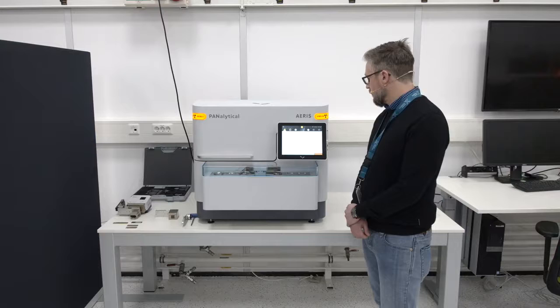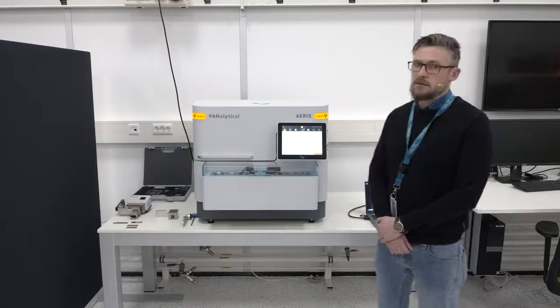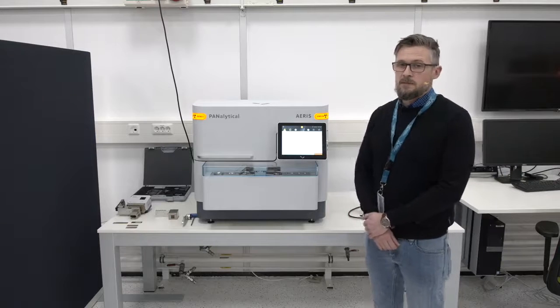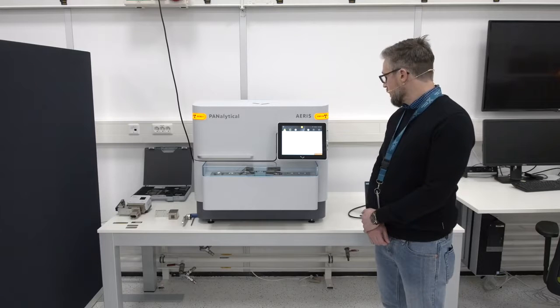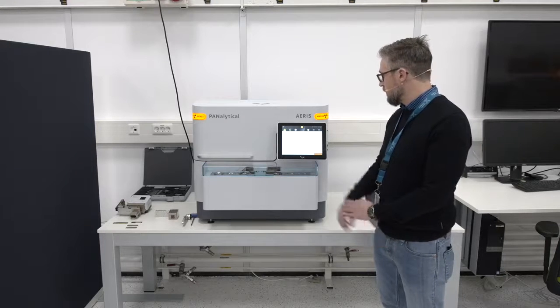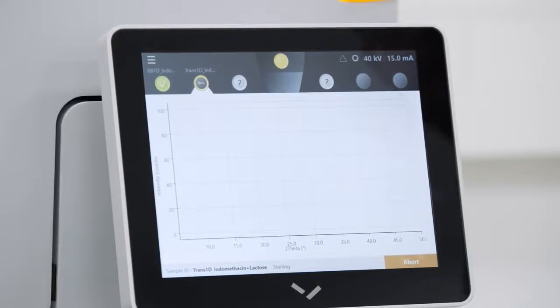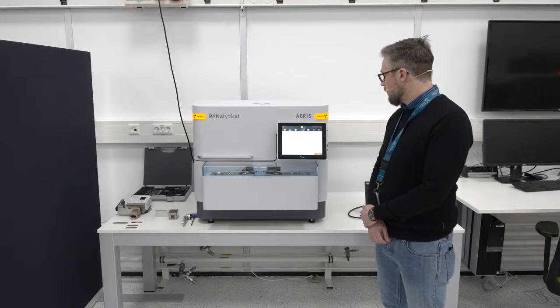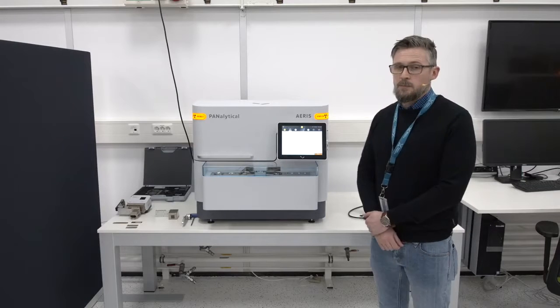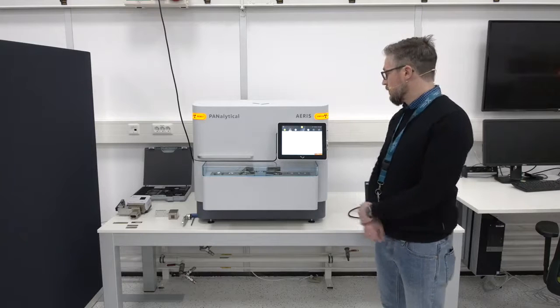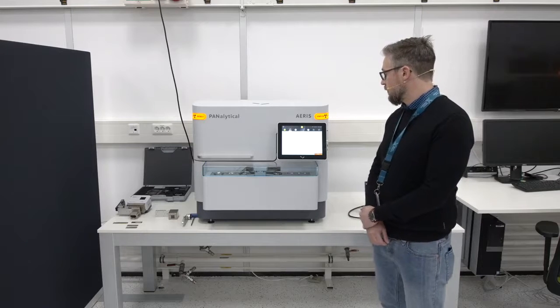And now the transmission data is collected as a pure 2θ scan, similar to grazing incidence measurements. And for that I'm going to switch to the second sample position to see the data being built up again. So now we are transmitting through the sample, which is why this application is called transmission diffraction.